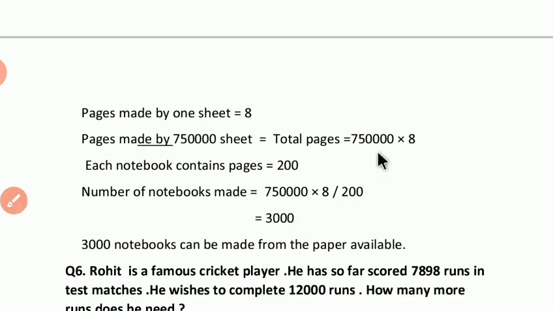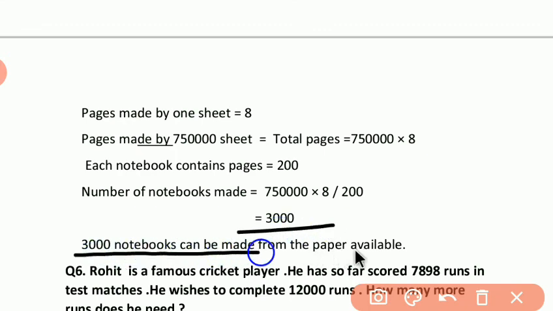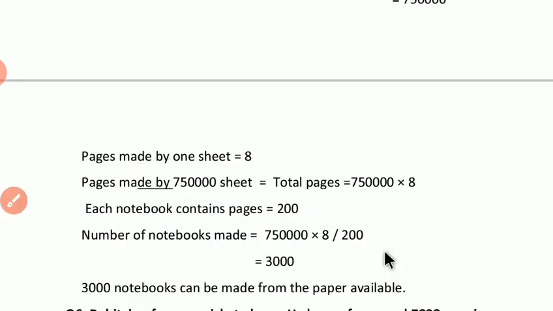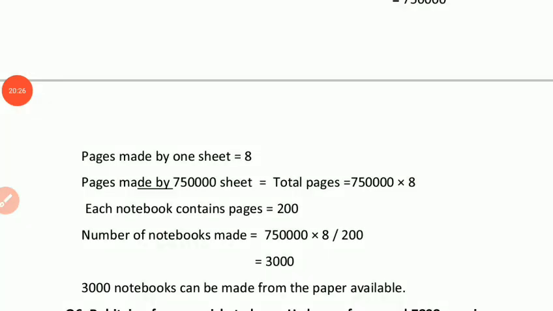Why are we dividing by 200? Because total pages are 7,50,000 into 8 and one notebook contains 200 pages. So we divide the total number of pages available by 200, and it will be 3,000. So we can say that 3,000 notebooks can be made from the pages available. We'll see the next questions in our next class.